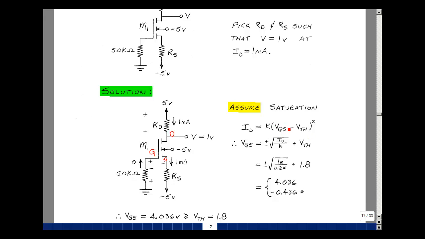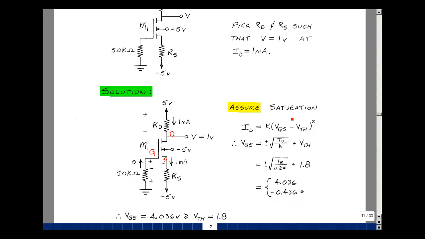And we can solve for the gate source voltage by dividing by K, taking the square root of both sides of the equation, and then bringing this on the other side. With the square root, we have a plus and minus root. The drain current is 1 milliamp, K is 0.2 milliamps per volt squared, and the threshold voltage is 1.8. We'll have 2 solutions from this. One is 4.036, and the other is minus 0.436.